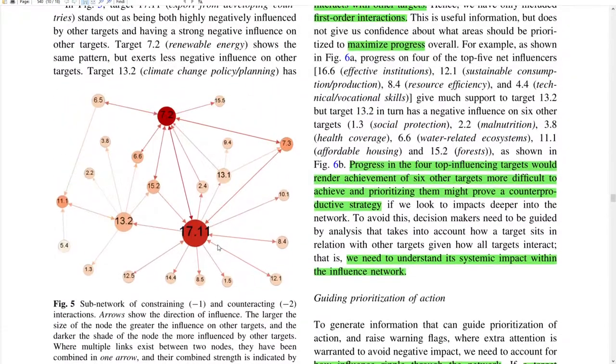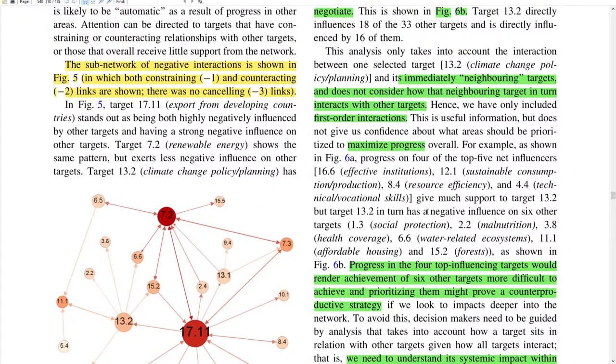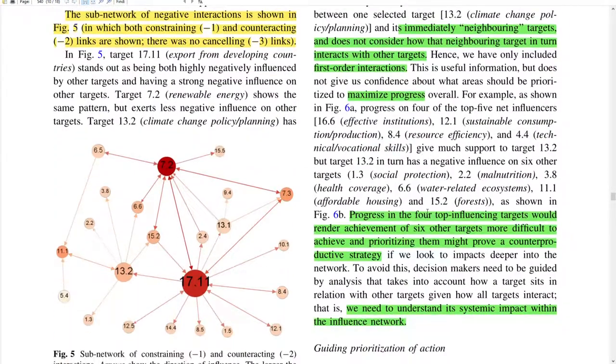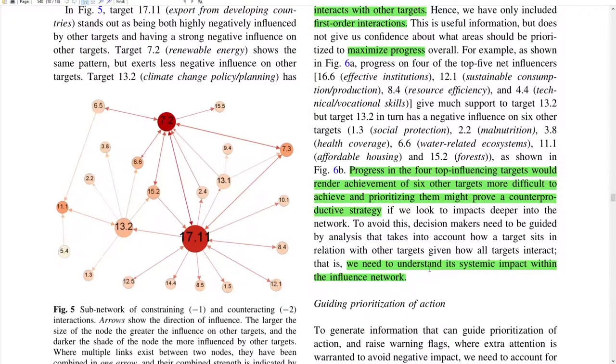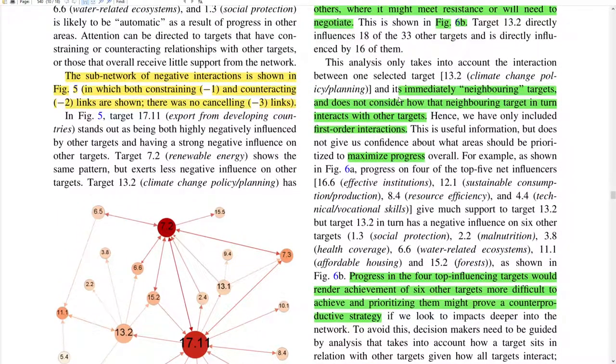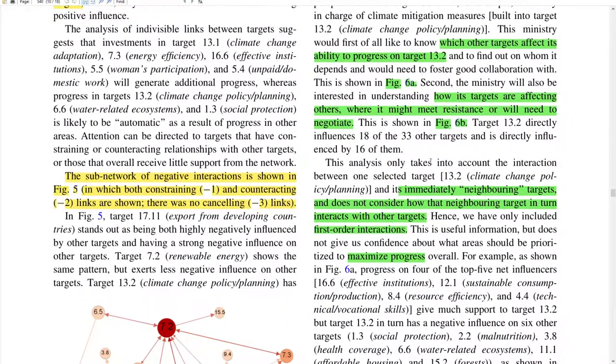In figure 6A and 6B, they are going to look at a single target and then studying the neighboring targets, but without considering how that neighboring target in turn interacts with other targets. So that would be like second order. We're only going to look at first order interactions in the next two figures.